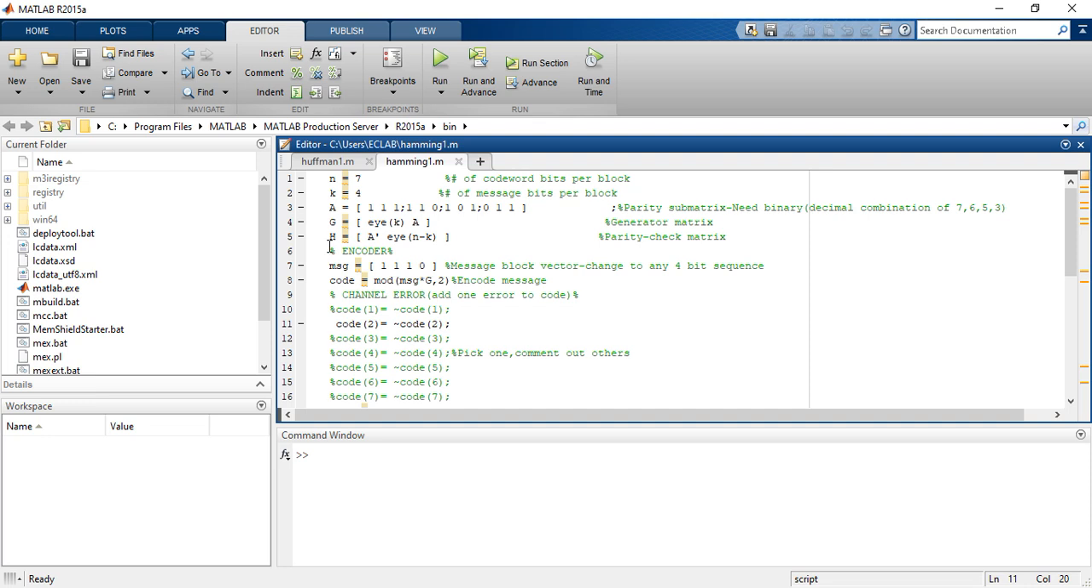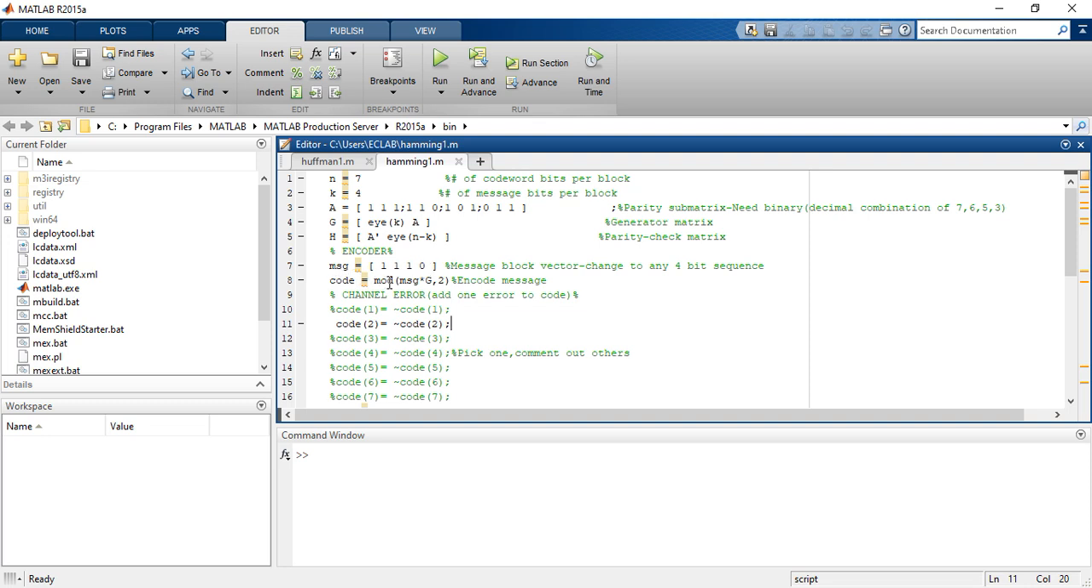Then what we need to check here is the parity check matrix, which is also written initially. What is that? It is the transpose of the parity submatrix P with I of n minus k. So the parity check matrix is also calculated. This is the message bit. We have taken 1 1 1 0.